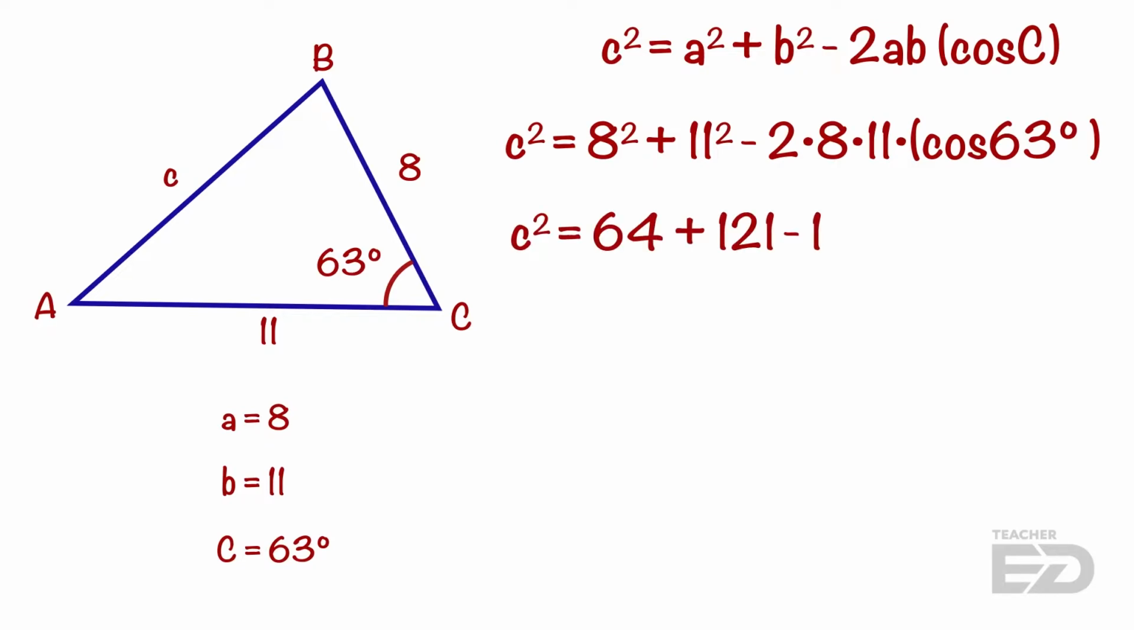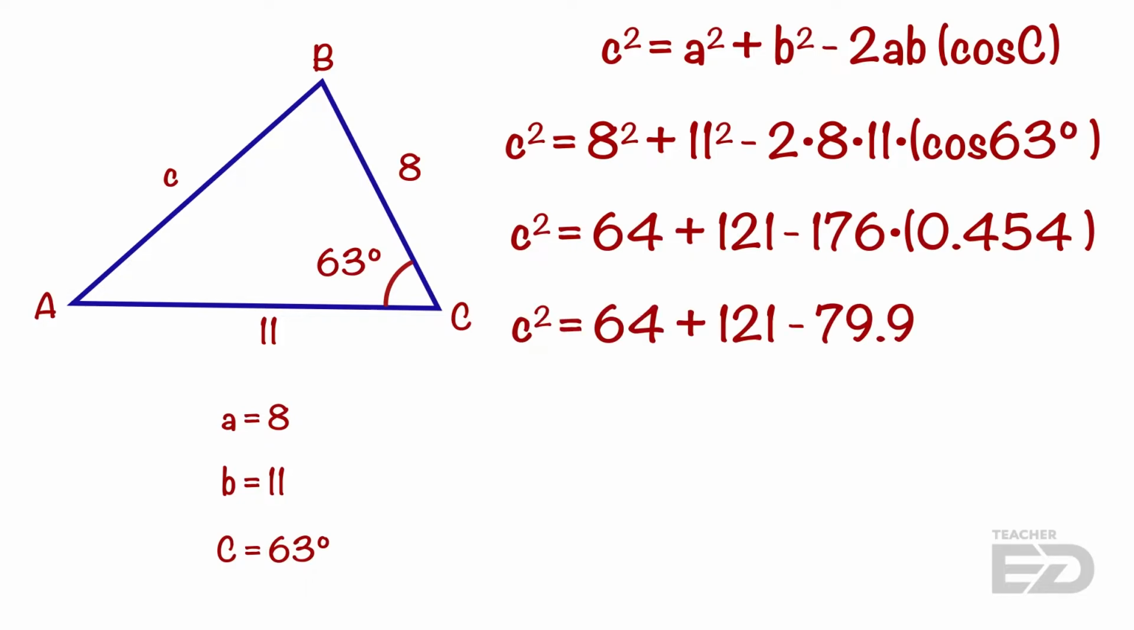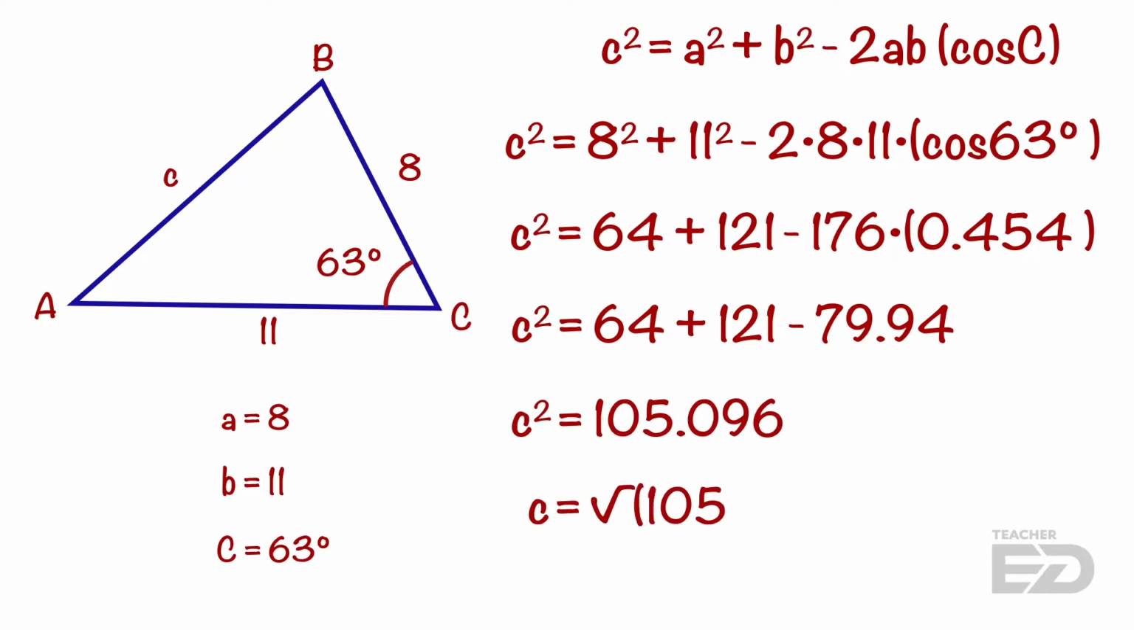Next, we can work out the exponents, multiplication, and find the value of cosine 63. Then multiply 176 and 0.454 together to simplify further. Simplify the right-hand side to get c squared equals 105.096. And finally, we take the square root of both sides to find the length of c.